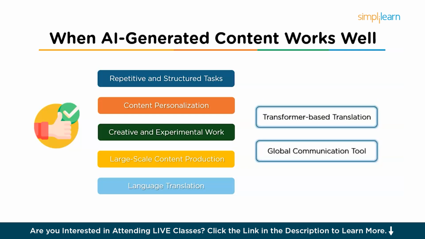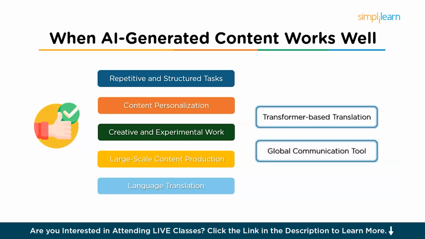And then it can also be used in language translation. AI models, particularly those based on transformers like Google Translate and DeepL, are highly effective at translating text between languages. These systems can handle vast amounts of text and provide real-time translations.